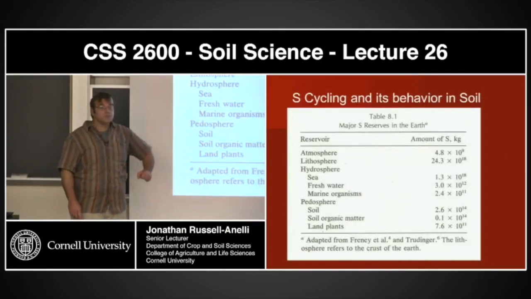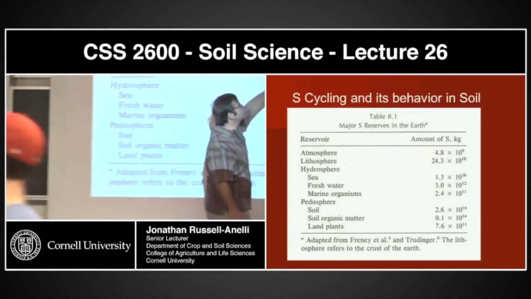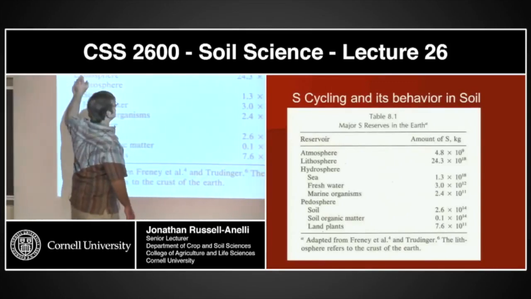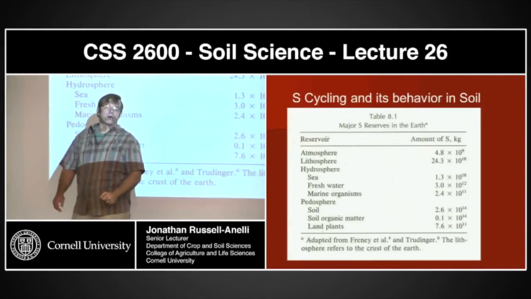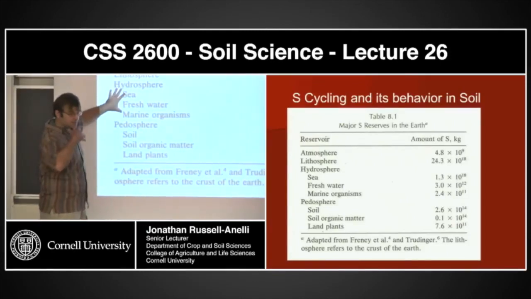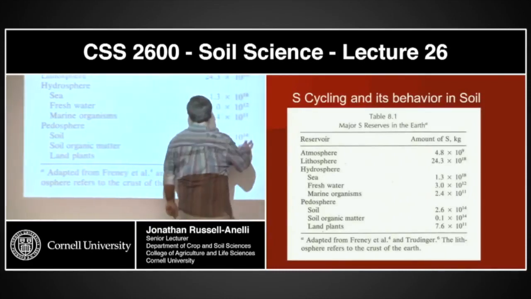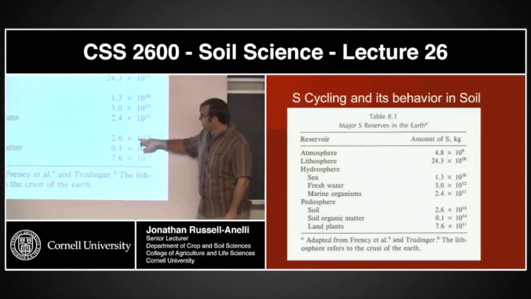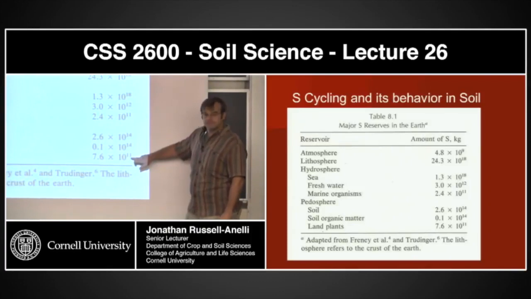Let's actually take a look at the pools. The atmospheric pool is rather small compared to all the other pools. The lithosphere tends to be the largest. Most of the sulfur in our planet is in the rocks. The hydrosphere has some material that has basically run off the land. The pedosphere and the soil organisms also have a fairly large pool, in the soil organic matter and in the land plants.